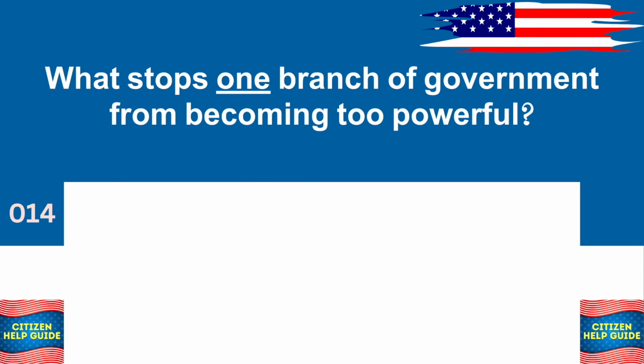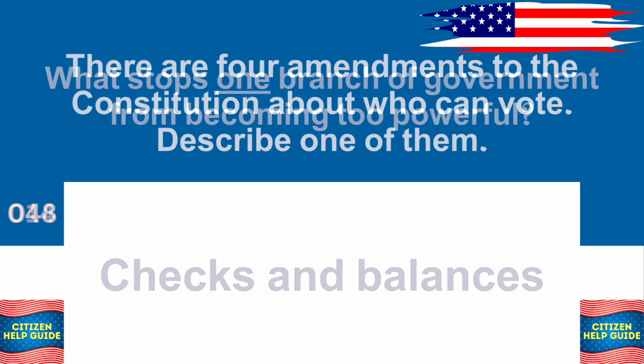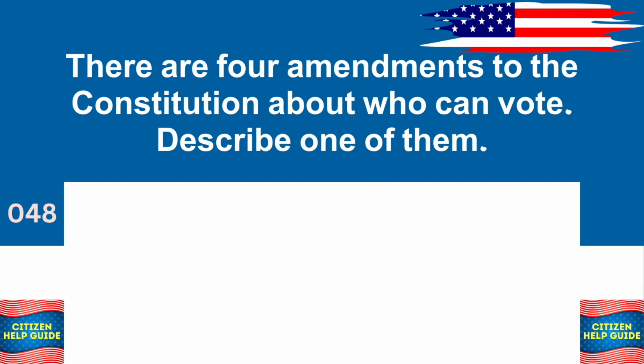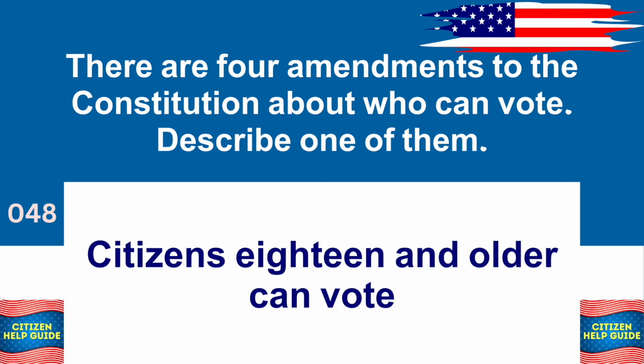What stops one branch of government from becoming too powerful? Checks and balances. There are 4 amendments to the Constitution about who can vote. Describe one of them. Citizens 18 and older can vote.